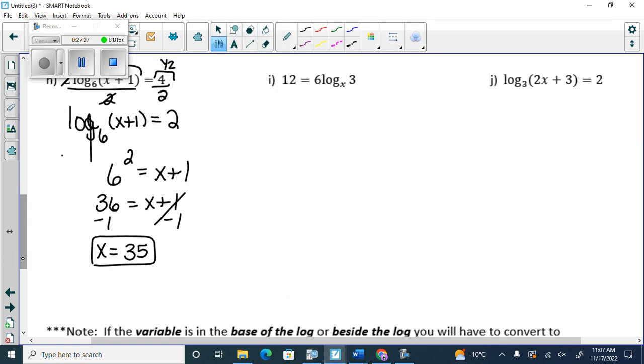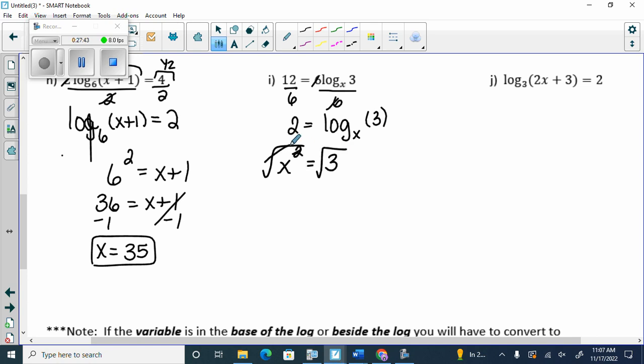Okay, then this one I have to divide the 6 over first. So I get 2 equals log base x of 3. So I get x to the 2 equals 3, and then I take the square root of that. Is it 1.7? Square root of 3?